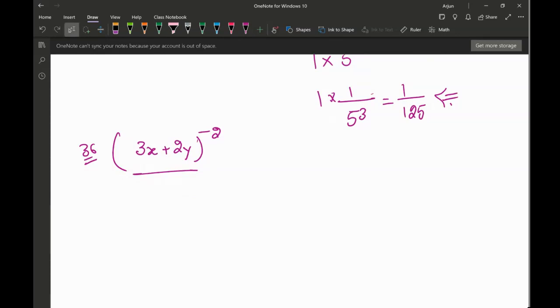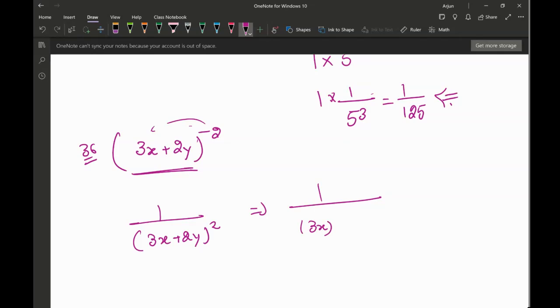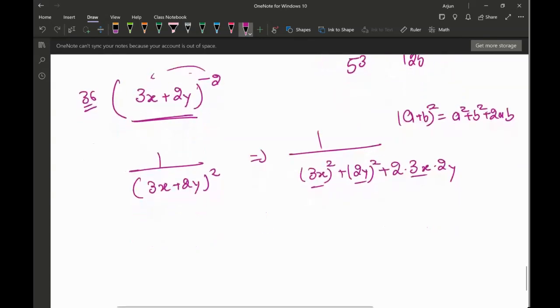Now, can I distribute this? No, I cannot distribute this one. Can I simplify within the bracket? No, I cannot. So I'll write it as 3x plus 2y, all raised to the power 2. And now I can open up the bracket. This will be 3x square plus 2y square plus 2 times 3x times 2y. That's how I'm going to write it. So a plus b square is equal to a square plus b square plus 2ab. That's the formula I've used.